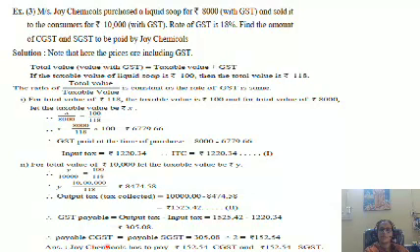Payable CGST is payable SGST, that is 305.08 divided by 2. How much? Rupees 152.54. So J Chemicals has to pay how much? CGST and SGST rupees 152.54. Same CGST, same SGST.